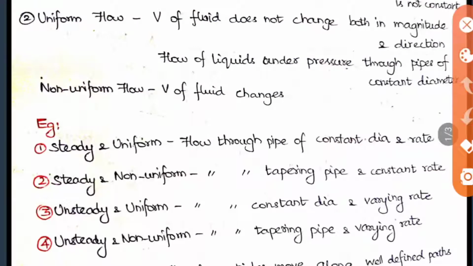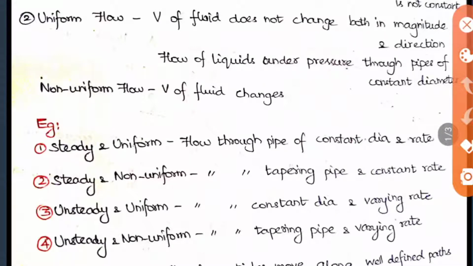The next one is the uniform and non-uniform flow. So this uniform and non-uniform is related with the cross section of that pipe or the way in which it is traveling. So for uniform flow, the velocity of fluid does not change both in magnitude and in direction. So the example is flow of liquid under pressure through pipes of constant diameter.